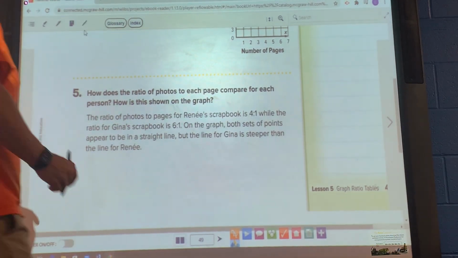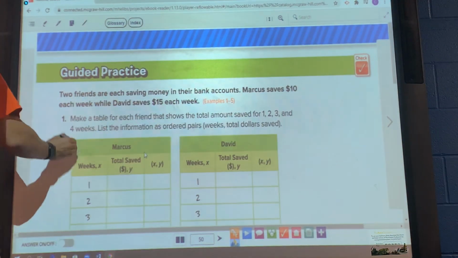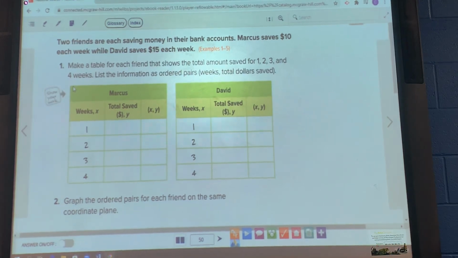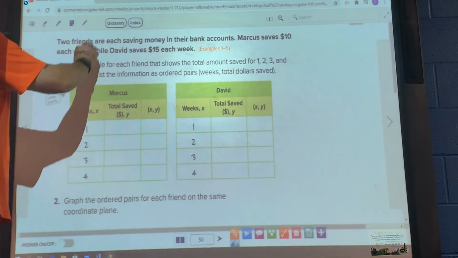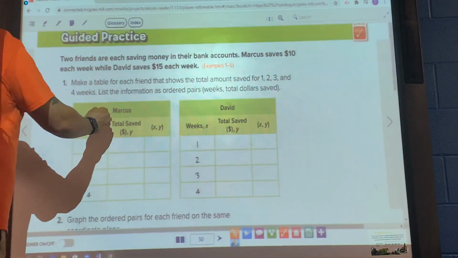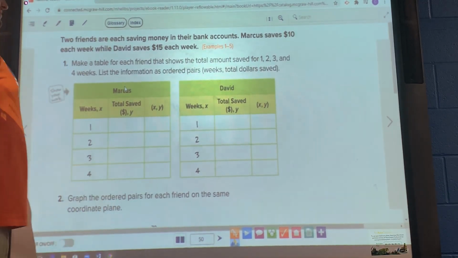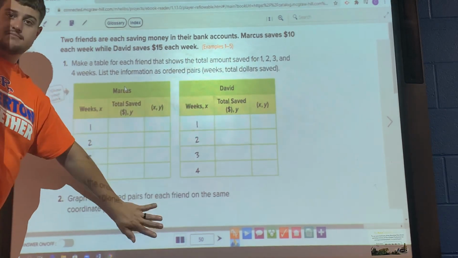All right, so let's do one of these together. We're going to go on to the next page, on page 50. We're going to do number 1, then number 2, and then we're going to do number 3 together. Two friends are each saving money in their bank accounts. Marcus saves $10 each week, while David saves $15 each week. Make a table for each friend that shows the total amount saved for 1, 2, 3, and 4 weeks. They've already filled out the weeks for us because that was given.